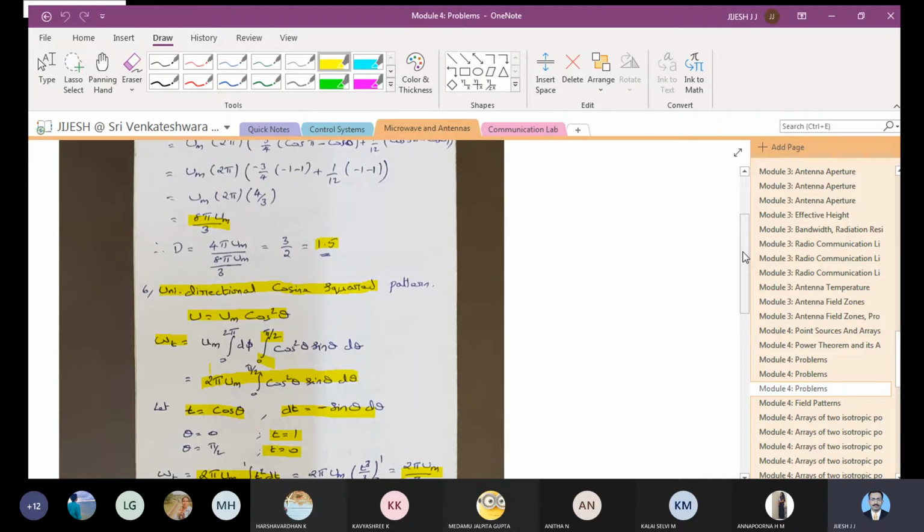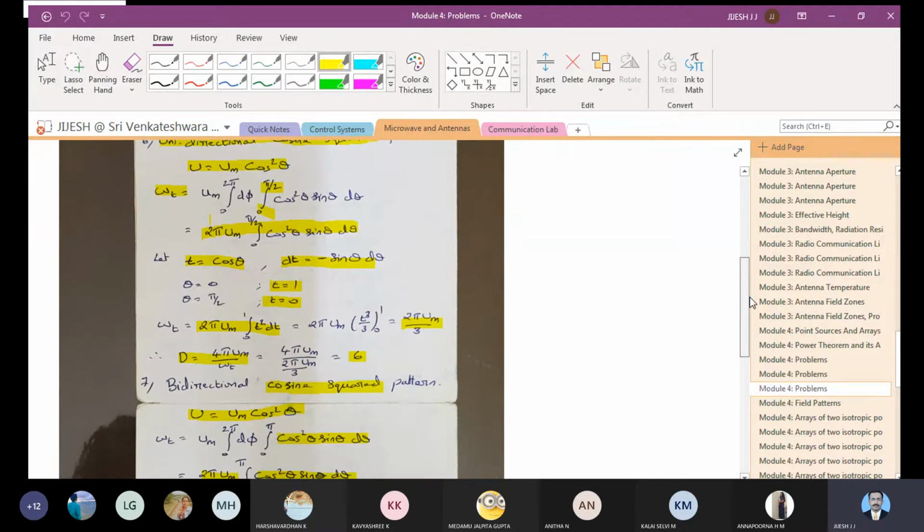So you can get it as 0 to 2 pi d phi as 2 pi, and then you have to substitute for the limit 0 to pi by 2 cos square theta sin theta d theta. So when you are doing the integration for that, you need to take t is equal to cos theta, and dt will be minus sin theta d theta. So after substitution and simplification, you will get 2 pi Um divided by 3. So the directivity will be 6.